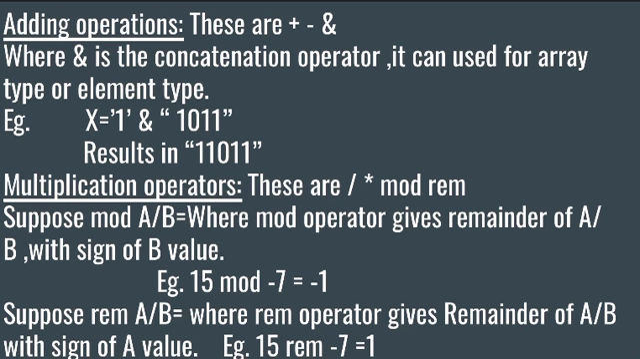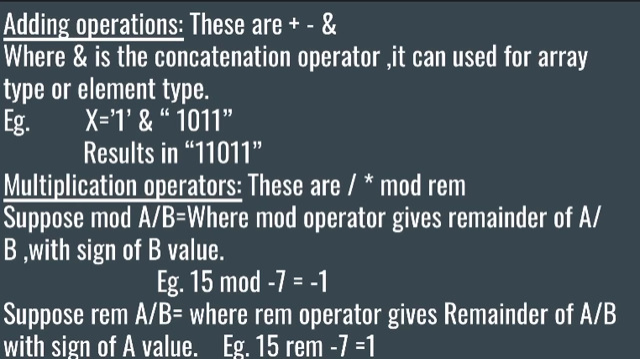Next, we have the multiplication operators. These are the symbols: slash, asterisk, mod, and rem. I have also given some description for these operators. Mod a by b gives the remainder of a by b with the sign of the b value, and I also mentioned an example. For rem a by b, the rem operator gives the remainder of a by b with the sign of the a value. I also mentioned an example for this multiplication operator.